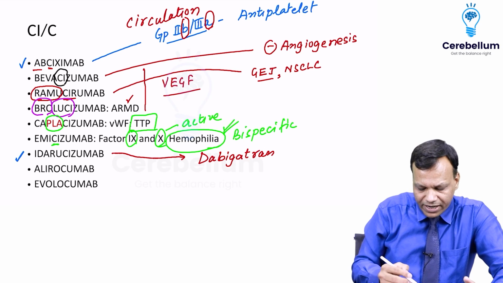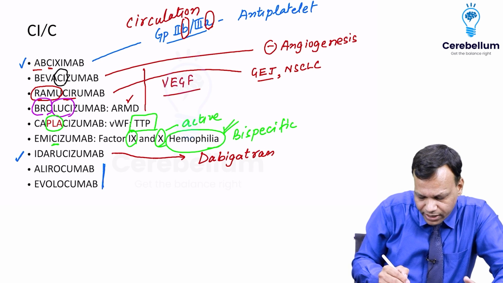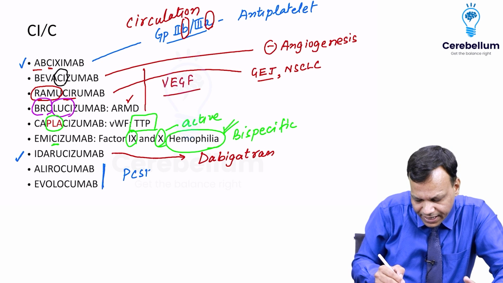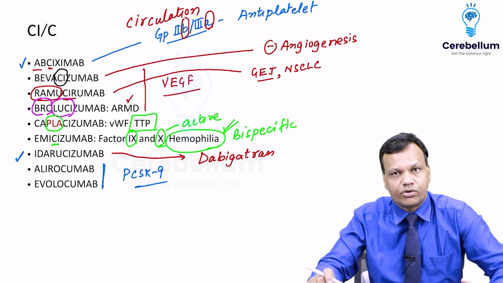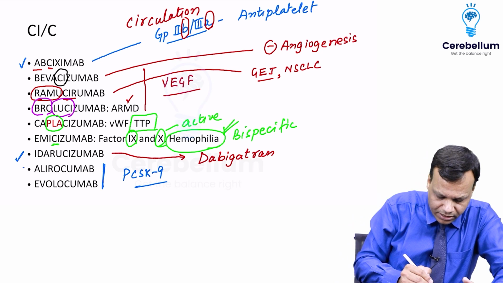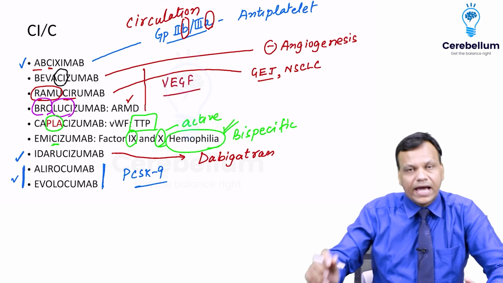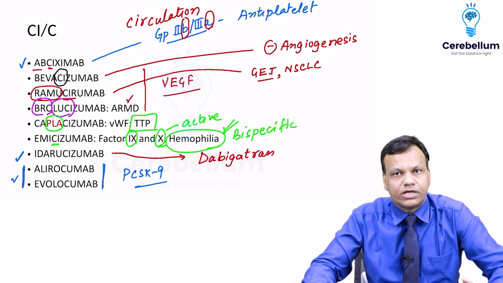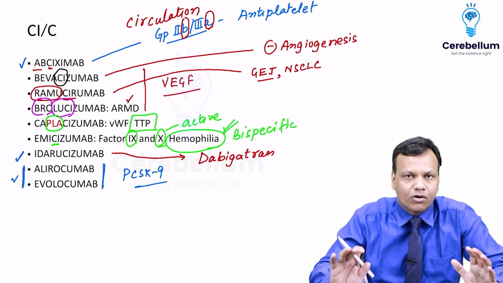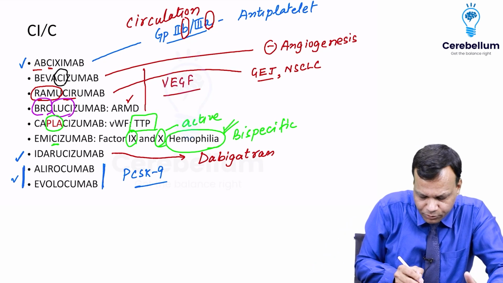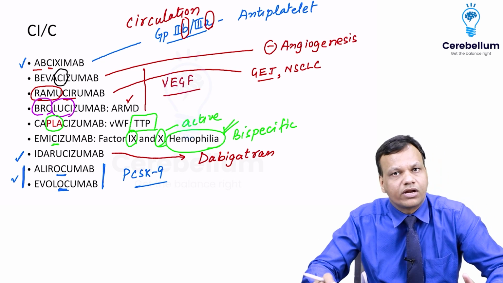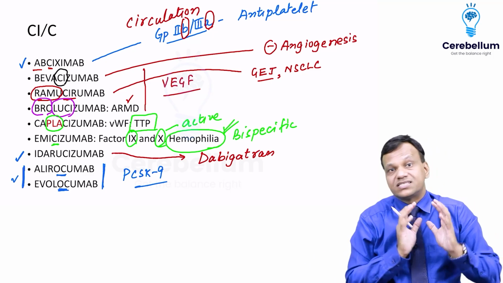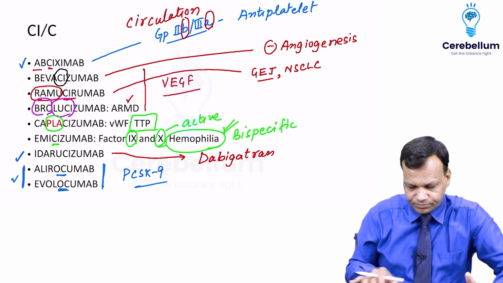Then alirocumab and evolocumab. These are monoclonal antibodies against PCSK9. And they are indicated in homozygous hypercholesterolemia. So this is again important. They have been asked in the MCQs. Alirocumab, evolocumab, you need to remember they are used in hypercholesterolemia. So from the name you can remember they contain OC means over cholesterol, excessive cholesterol is there. Okay, so these are CI or C for circulation.